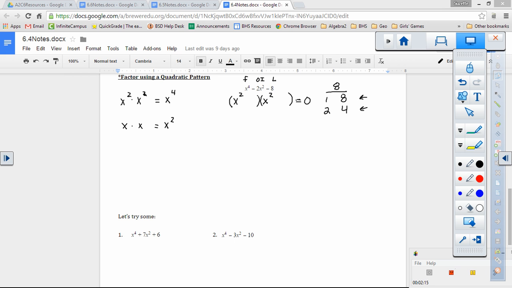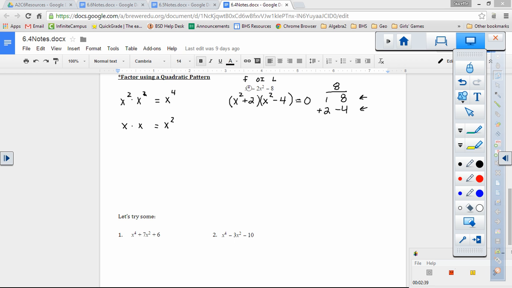This one is just elevated to a little bit larger numbers. And then which set of factors of 8 are going to give me a -2? If I use -4 and +2 and I add them together, they're going to give me -2 in the middle, and +2 times -4 is going to give me -8 for my last. So I'm going to put them in here. And then I'm going to check.